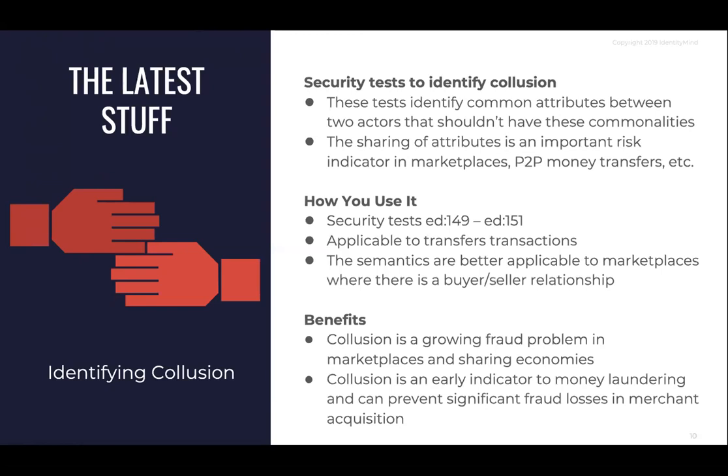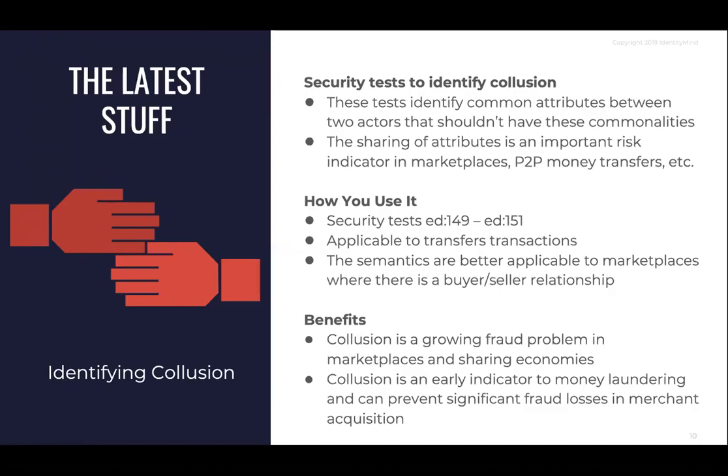So we have released a set of tests that are looking for commonalities across entities, in particular in a transfer transaction, where you have two ends of that transaction, source and destination, and those should not be connected. So if you are, for example, in a marketplace and you are buying from a seller, in general, the attributes of those identities should not match or should not be shared between those two.